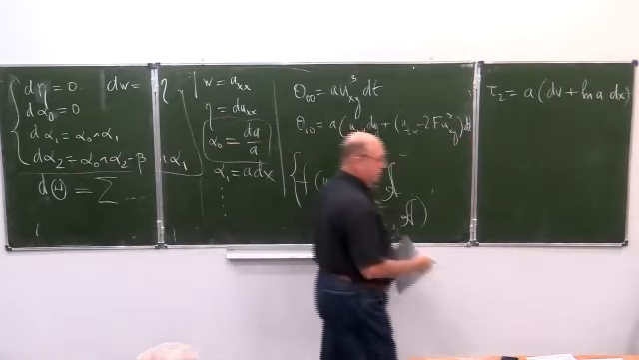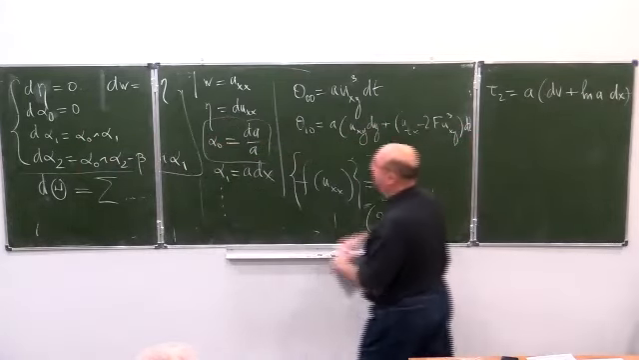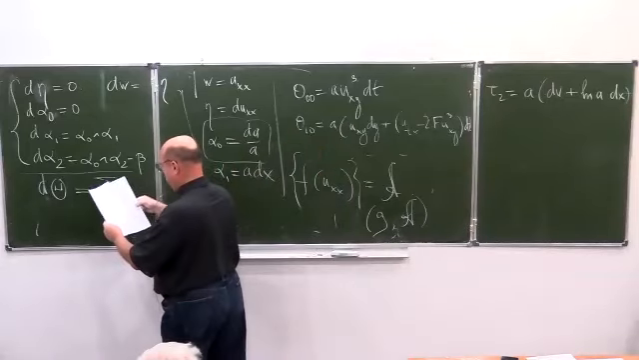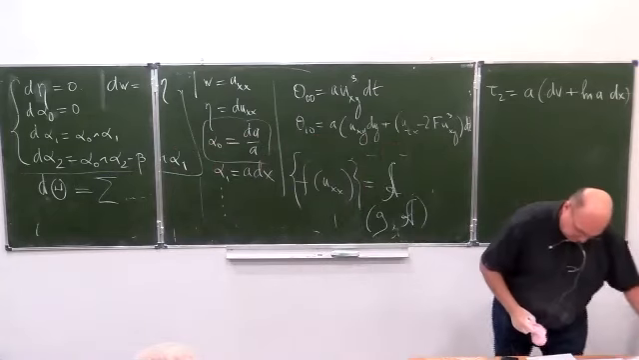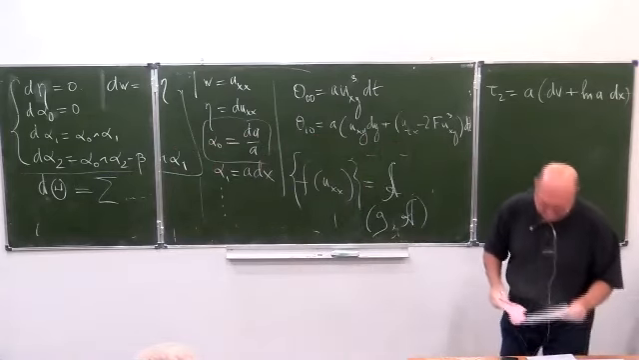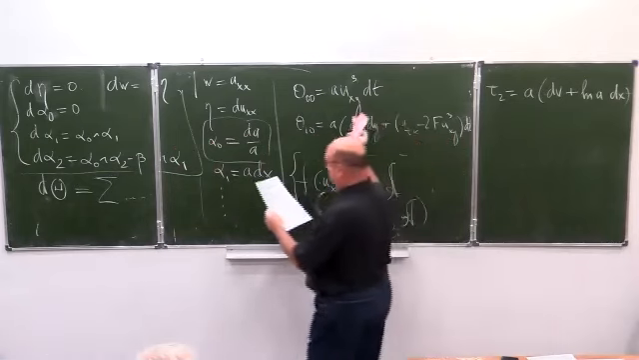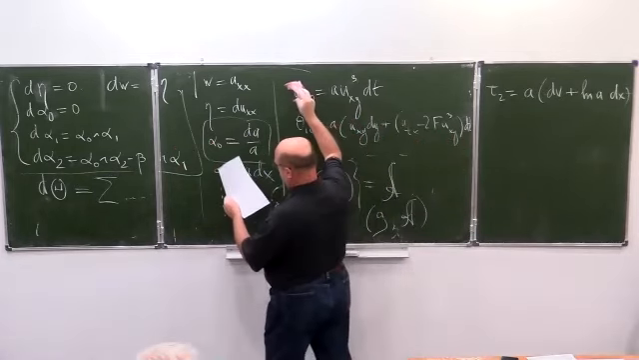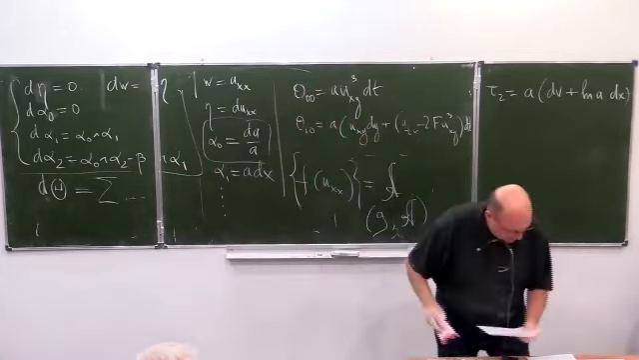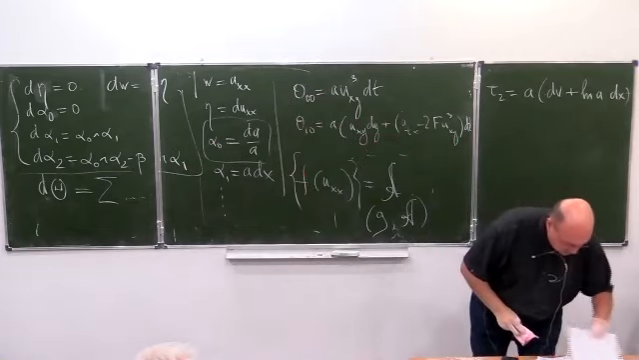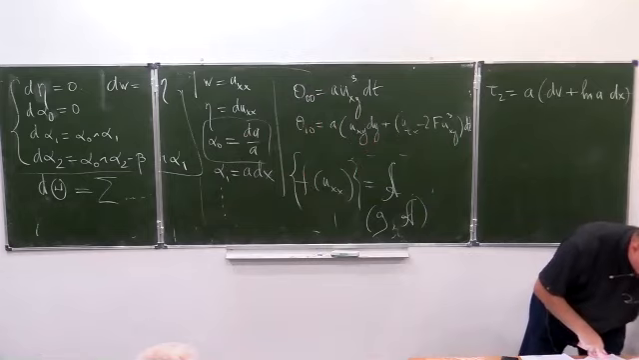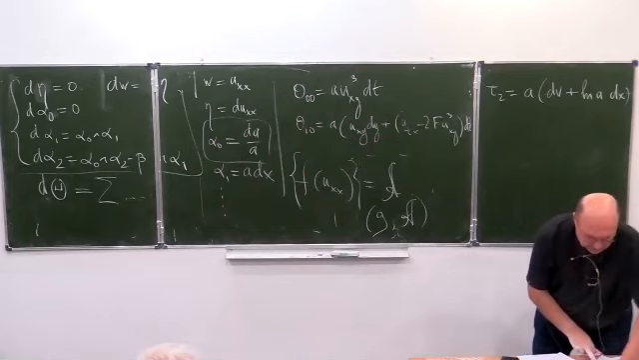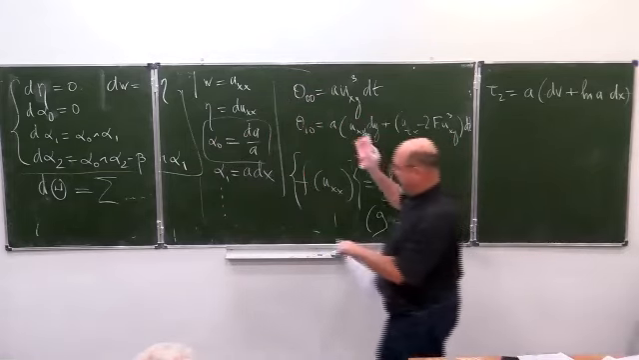We choose this A. How we proceed? We say the following. Page 15, here it is. We consider the linear combination.